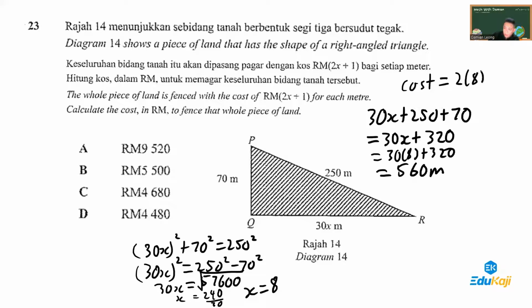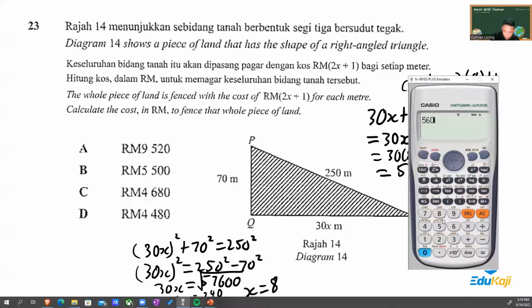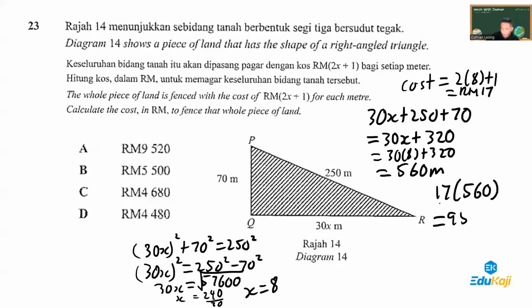The cost, I put the 8 in as the x. 2 times 8 plus 1, 17 ringgit per meter. So the cost of the whole thing would be 17 ringgit times the 560 meters, 9520. So the answer would be A.